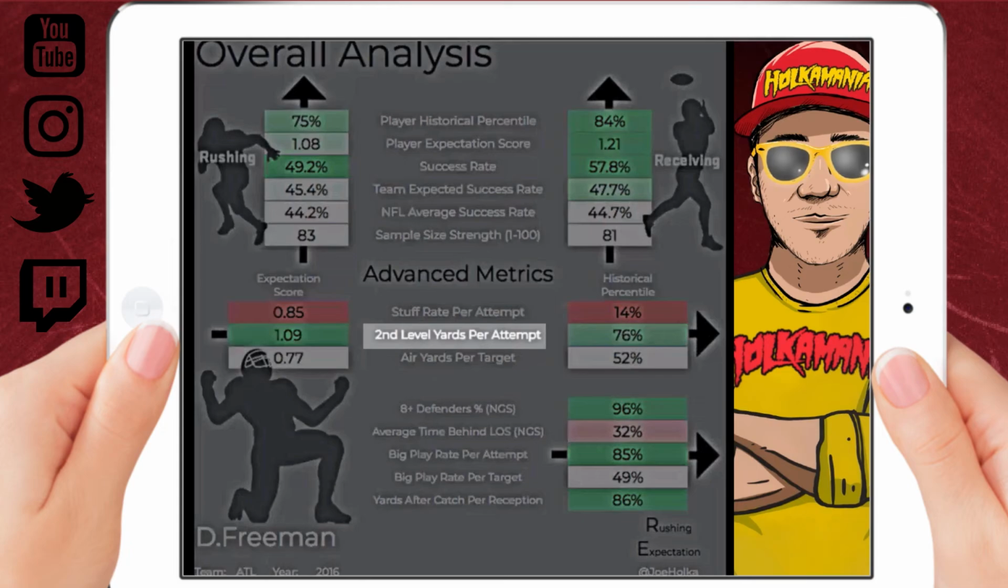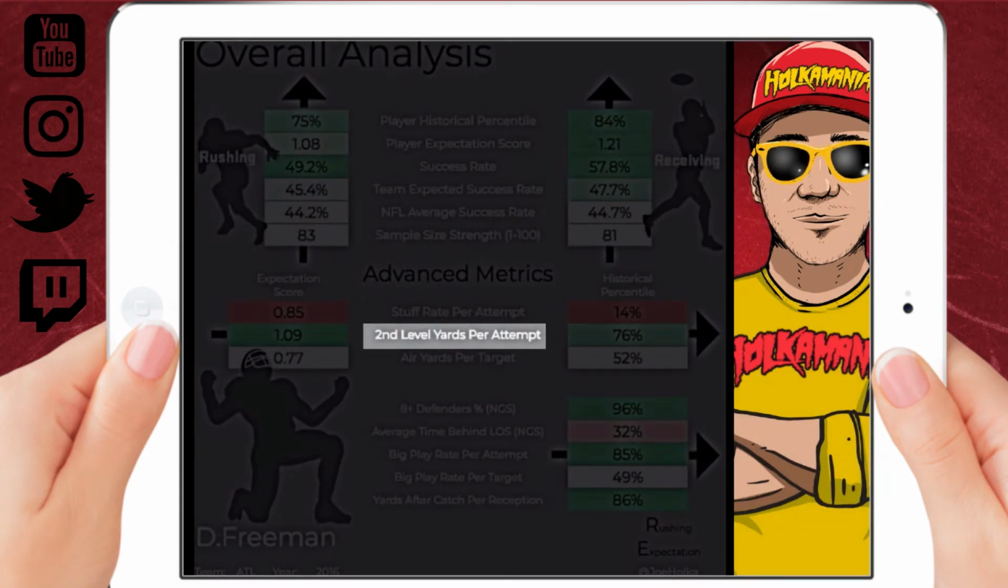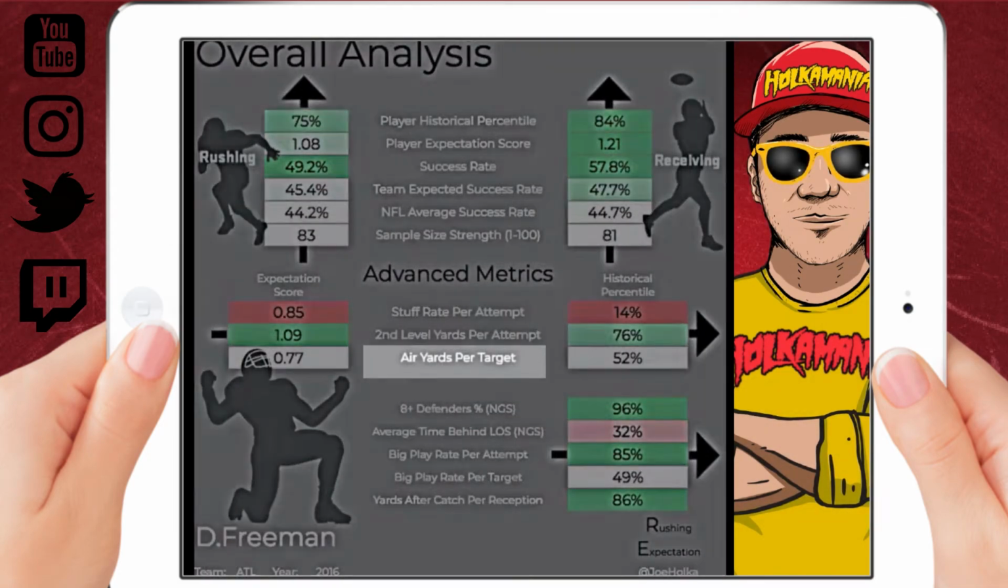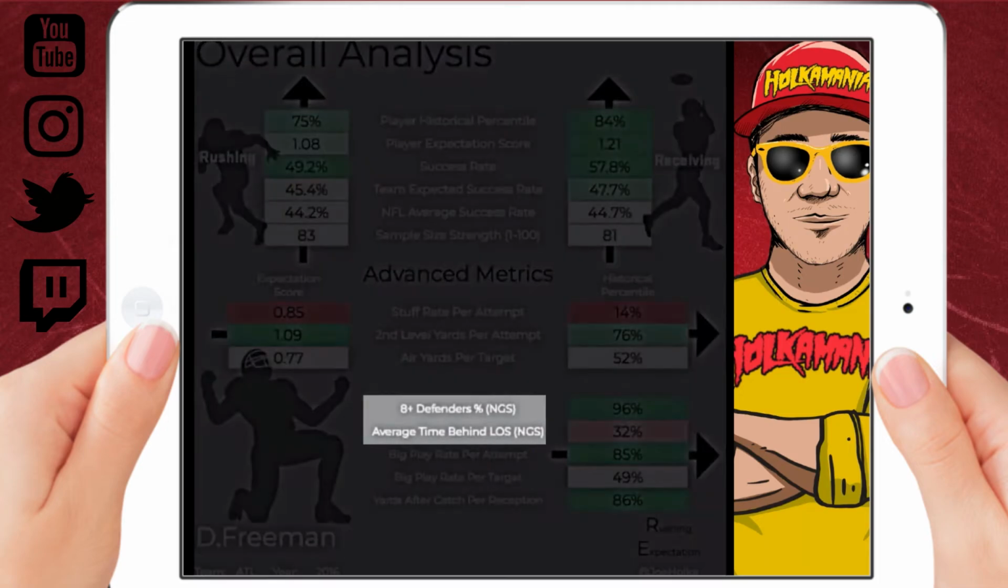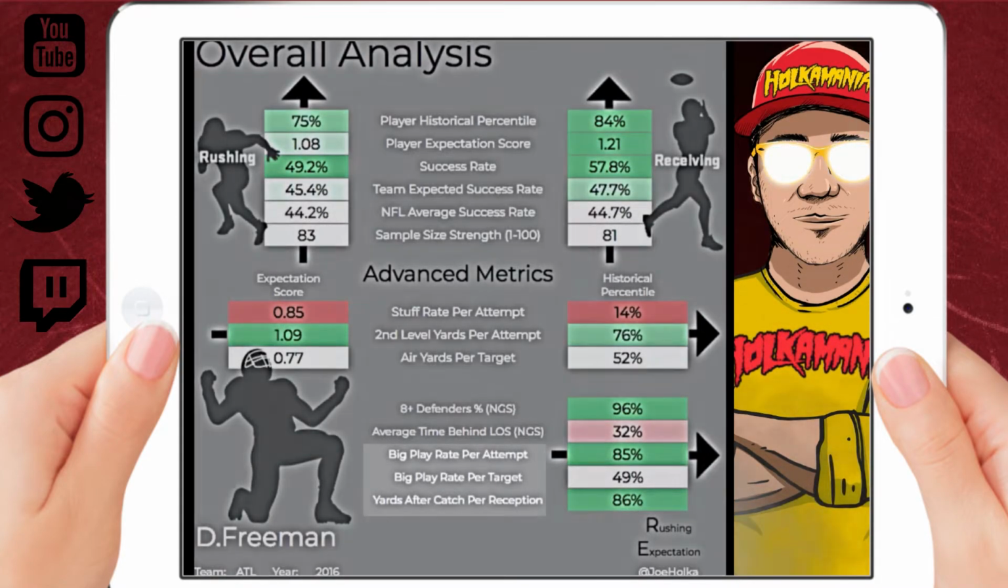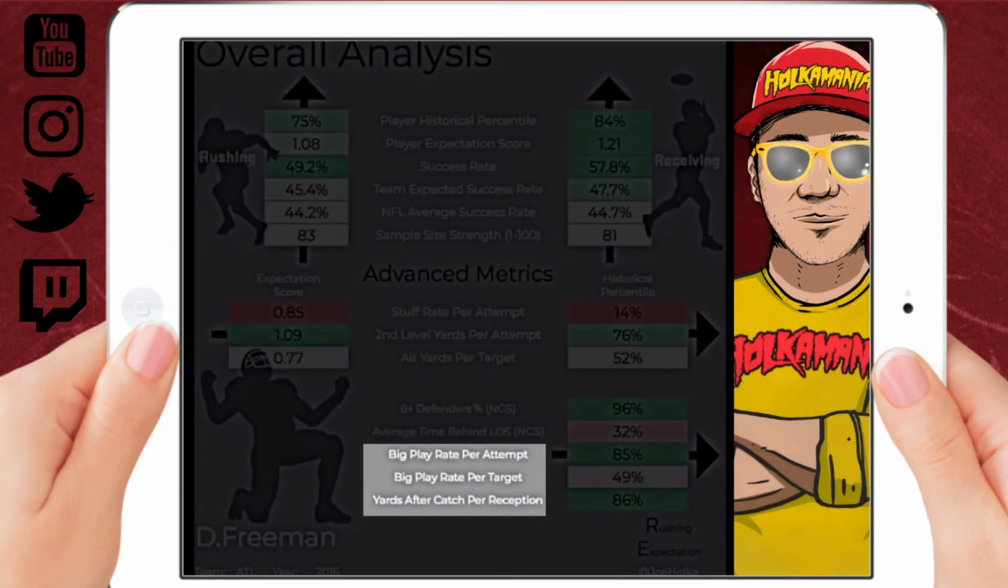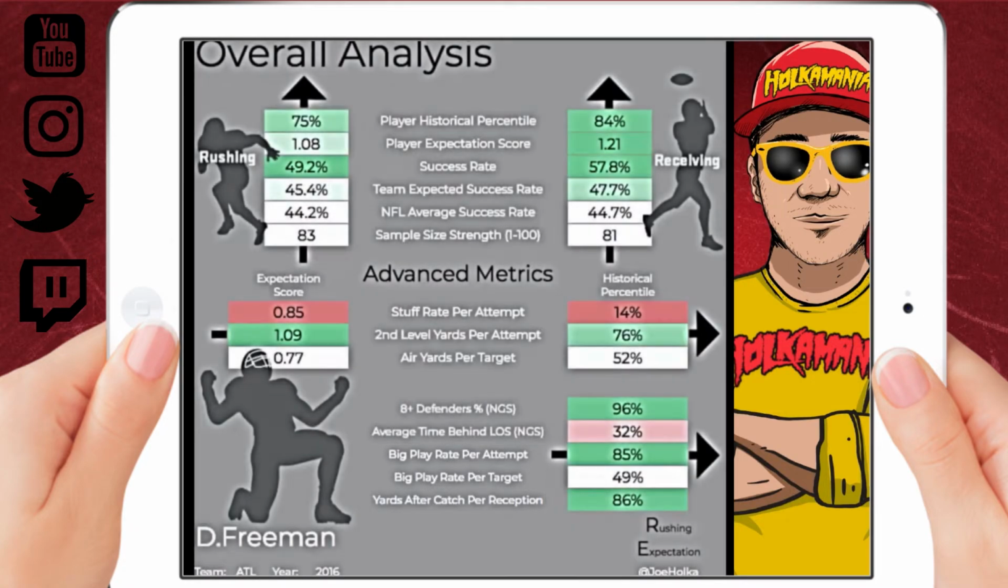second level yards gained per attempt between the 5 and 10 yard line, air yards per target, a couple Next Gen stats. One is how often he's facing A+ defenders, and then average time behind the line of scrimmage. Big play rate, rush attempts and targets where a player achieved 10 or more yards. Then I bring things home with yards after the catch per reception.